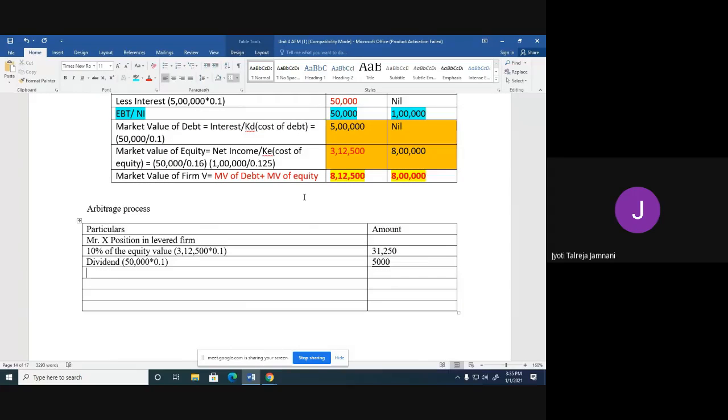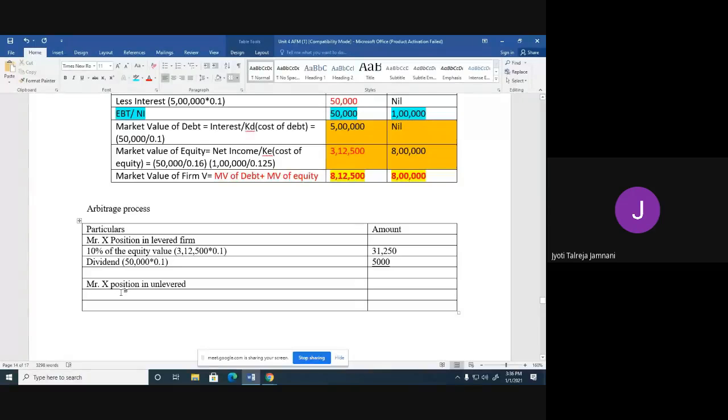arbitrage process. Arbitrage process means he has to sell the shares of overvalued firm and he has to buy the shares of undervalued firm. So he is already having 10% of overvalued firm. He has to sell this and he has to buy the shares of company U. Okay, so we'll now start with, I'll just leave a line so that you understand better. Mr. X position in unlevered firm. So from levered, he is moving to unlevered. That is what is arbitrage. Sell shares of overvalued company and buy shares of undervalued company.